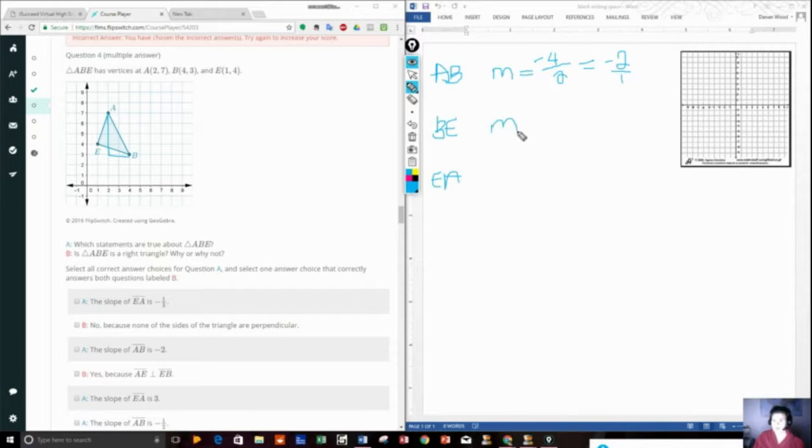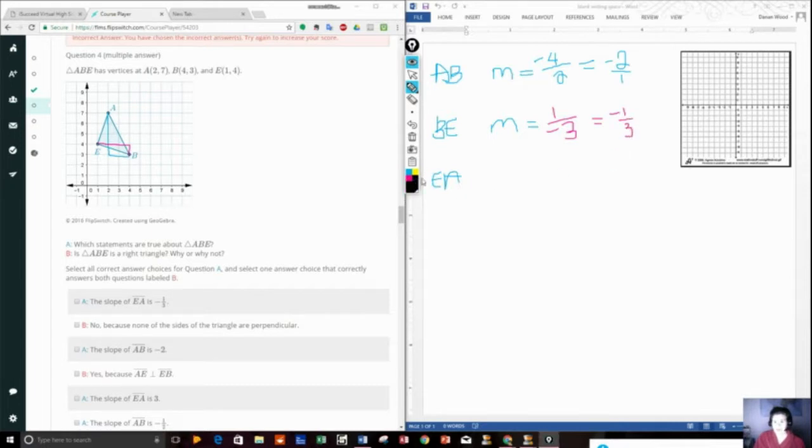So BE, let's check that slope. The slope of BE, so the rise or the vertical distance is 1. And the run or the horizontal distance is 1, 2, 3. And since I went left, it's negative. So that's equal to negative 1/3.